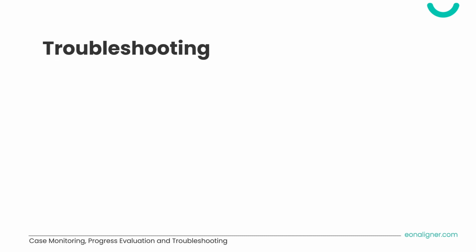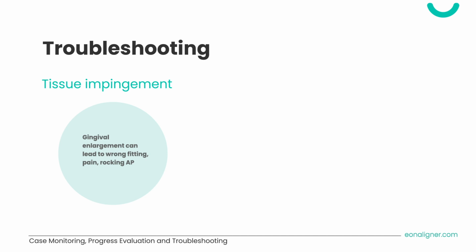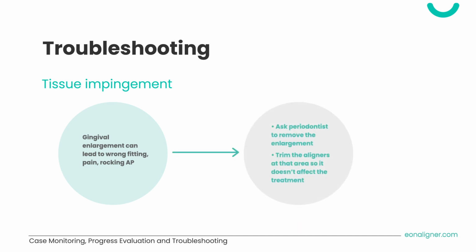One other problem that you might face is tissue impingement due to gingival enlargement in the interdental papillae, or the gum distal to the second molars, causing aligners malfitting, pain, or rocking of the aligners anteroposteriorly. You can simply ask a periodontist to reshape that part of the gingiva, or you can trim the aligners from that area.